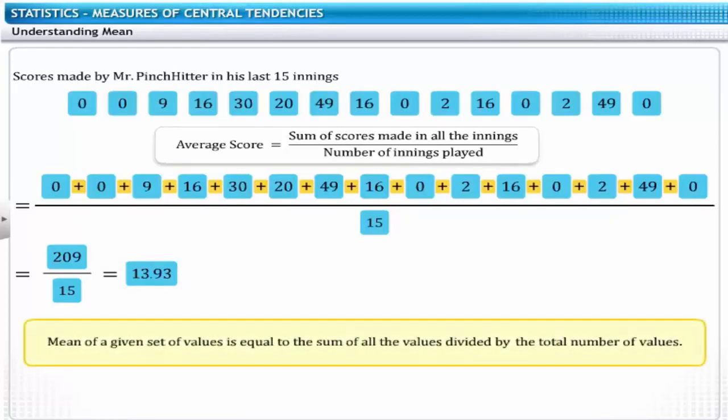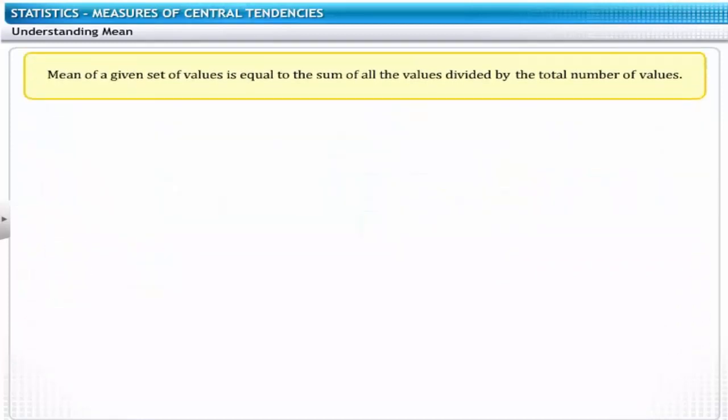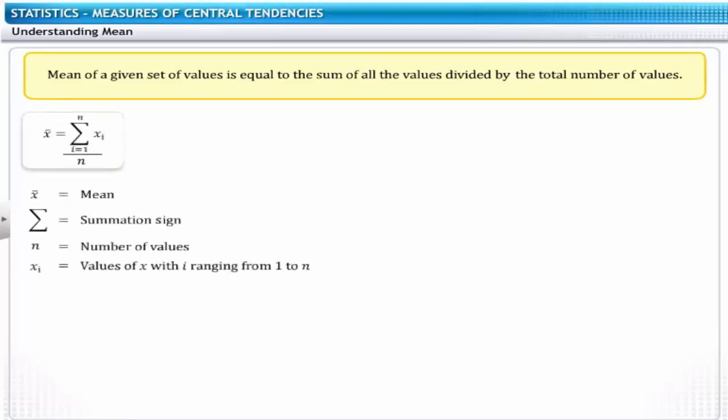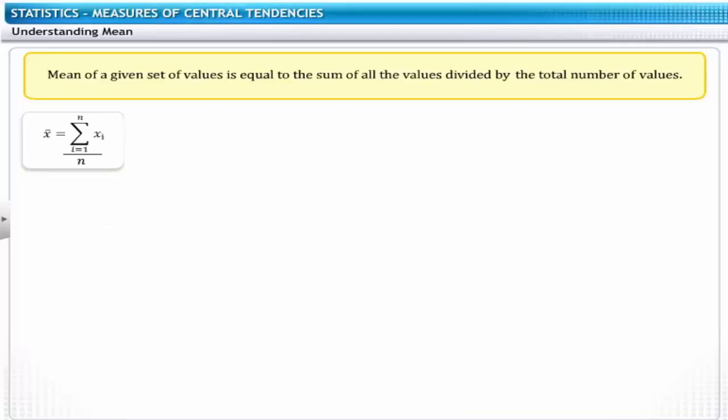The mean of a given set of values is equal to the sum of all the values divided by the total number of values. The mean of a given set of values is represented by the expression shown here. Here x with a bar over it represents the mean of n number of values. xi with a summation sign denotes the sum of values of x from its first to nth value. Let us apply this equation to Mr. Pinch Hitter's case.